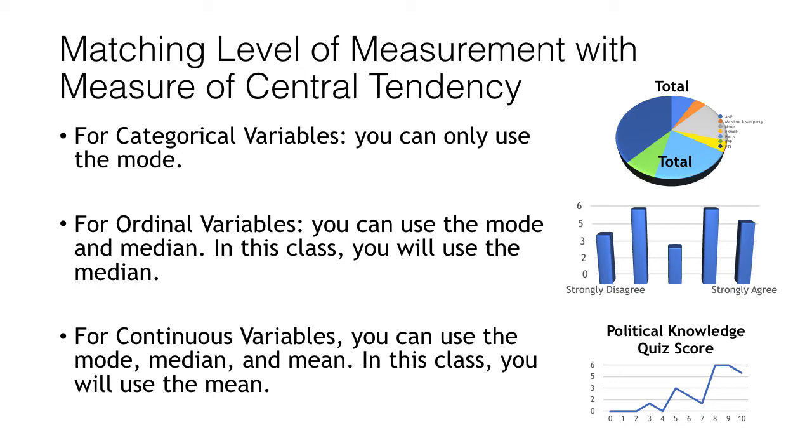And in this case, how do we calculate the mean of the political knowledge quiz score? Well, we add all quiz scores together and we divide them by the number of respondents. In this case, the average quiz score was 7.875. So that 7.875 represents the mean of political knowledge quiz score.